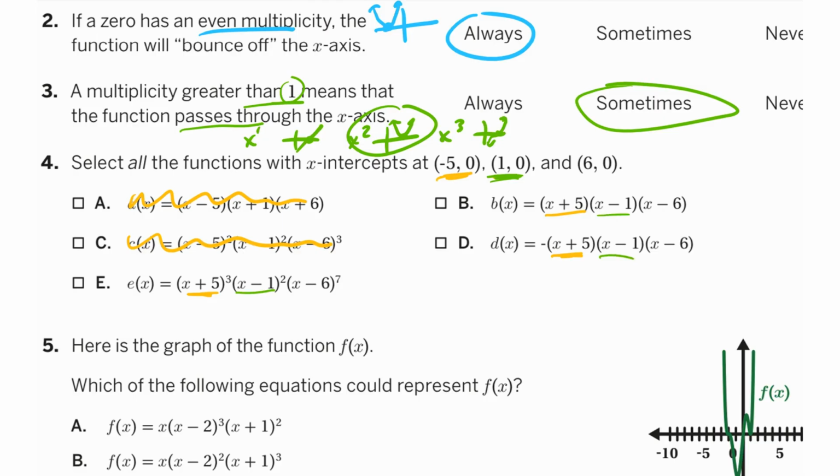Now with 6, 0, when I plug in +6, it needs to make the whole thing 0, which, okay, all three of these do indeed work. And so my final answer is all three of the answers, B, D, and E. The different exponents don't really change what the x-intercepts are. They just change how the function looks. Is it passing through? Is it bouncing off? Or does it look more like a cubic function?